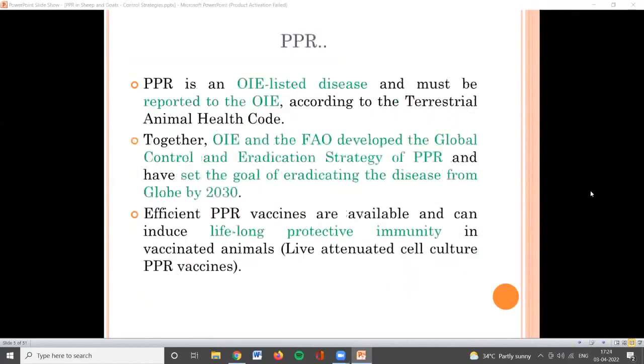PPR is an OIE listed disease and must be reported to the OIE according to the Terrestrial Animal Health Code. OIE and FAO developed the Global Control and Eradication Strategy for PPR, and they have targeted to eradicate this disease from the globe by 2030, similar to what they did in the case of rinderpest of cattle. Efficient PPR vaccines are available, and they can induce lifelong protective immunity in the vaccinated animal.